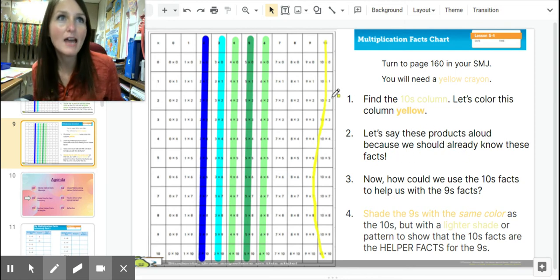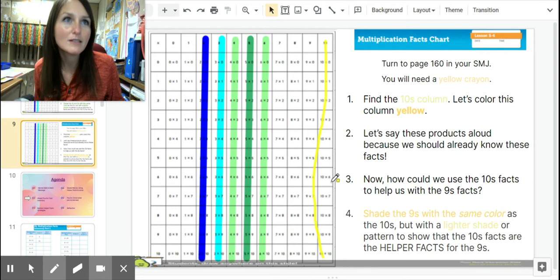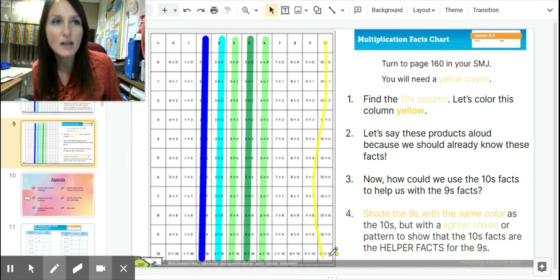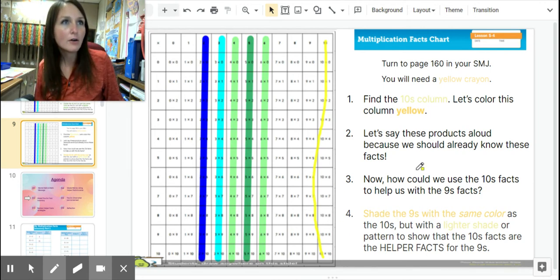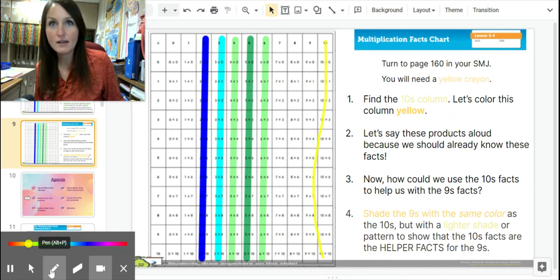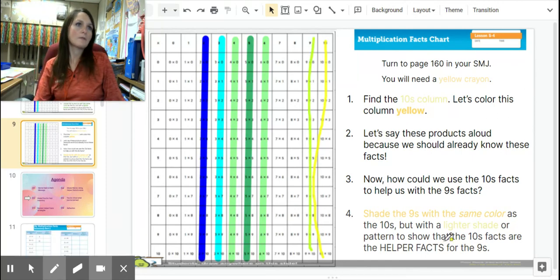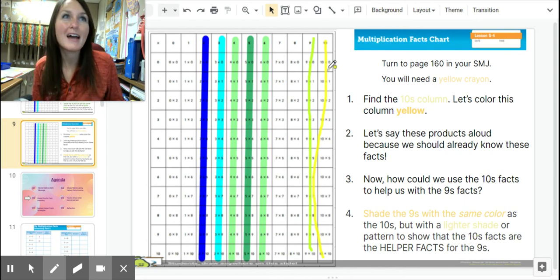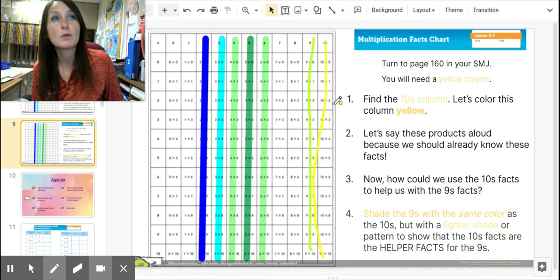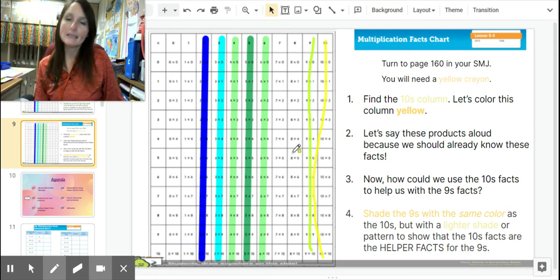So 0, 10, 20, 30, 40, 50, 60, 70, 80, 90, 100. Okay, so now I need to find the 9s facts and color it a lighter shade of yellow. So I think I'm going to need to go this way. It's a little bit greenish. Okay, so just do your best. So then I could take one group away. Know my 10s, like 10 times 2 is 20. Okay, but then 9 times 2 will let me take a group of 2 away. So that would be 18.